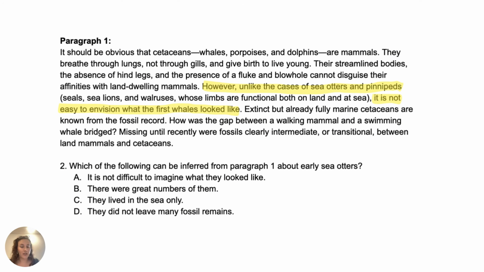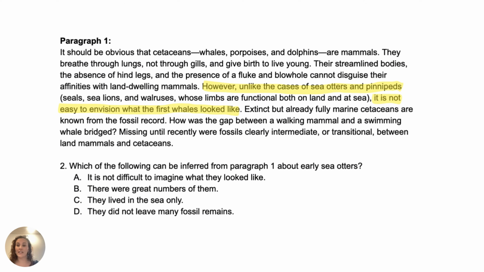There it is. Notice that I did not highlight the words in parentheses. Why did I not highlight the words in parentheses? Because that's the definition of pinnipeds, and that's not the purpose of this question. We're not worried about pinnipeds. We're focused on sea otters.